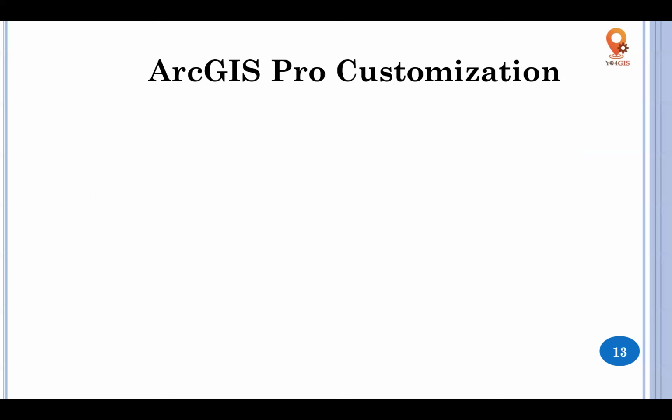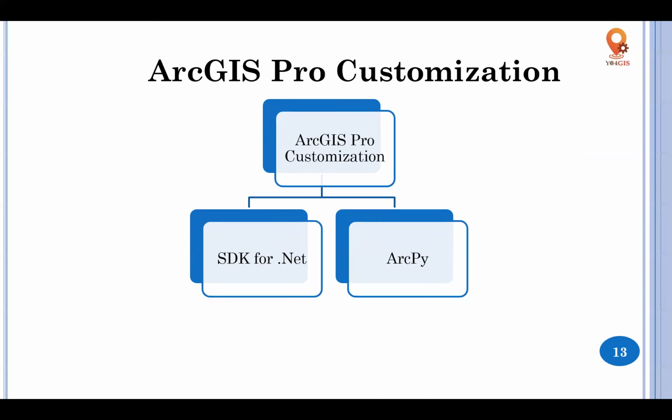Now coming to ArcGIS Pro customization. As I told you, we can do ArcGIS Pro customization in two different ways. First one is .NET and second one is ArcPy. We can do ArcGIS Pro customization using C#.NET, and we can do the customization with the help of Python and ArcPy.